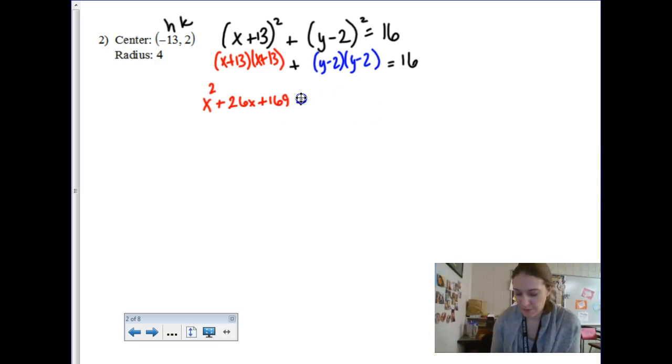And for the blue FOILing problem over here, y squared minus 2y plus another minus 2y is minus 4y. And then negative 2 times negative 2 is positive 4. I still have that equals 16. Alright, so I'm not going to do a ton of rearranging here. What I am going to do, though, is this 169 and 4, I'm going to be subtracting them over here.